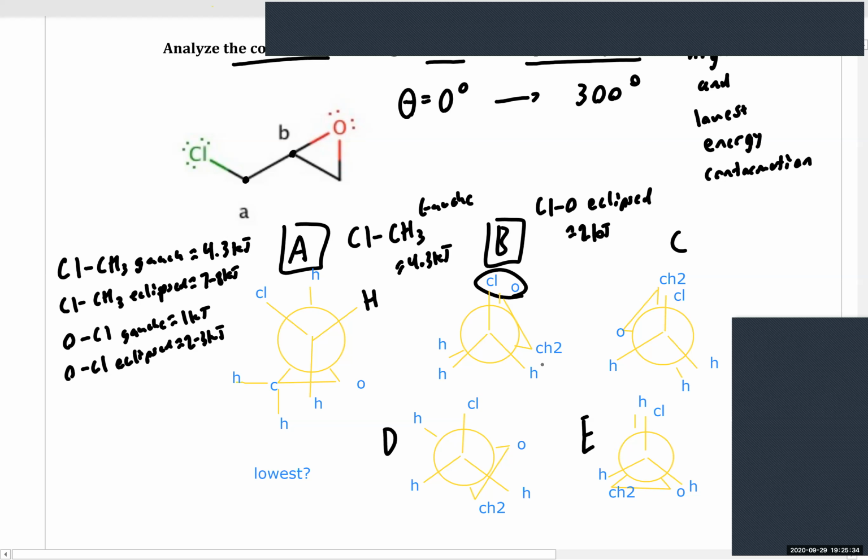Is it gauche? Gauche is only when we have the 60-degree separation, and this angle is more than 60 degrees. This angle is 120. But what other eclipsing interactions do we have? What other eclipsing interactions do we see?